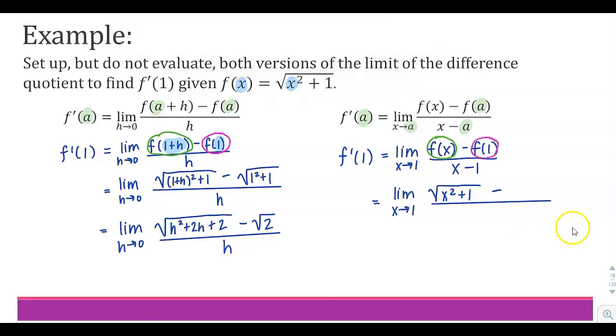We actually already found f of 1 over here on the left-hand side. f of 1 was plugging 1 into the x, and it simplified to radical 2. So we'll go straight to putting radical 2, or the square root of 2, all over x minus 1. So this is the setup of my alternate limit of the difference quotient for the definition of the derivative at a point, the point being the x value 1. You can see they're not the exact same limit, but they would, however, give you the exact same answer.